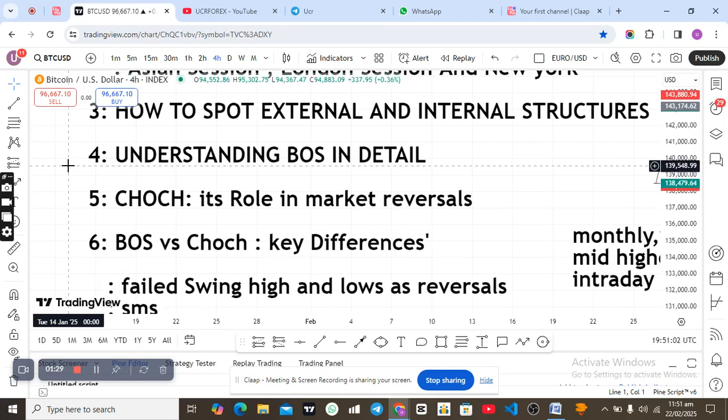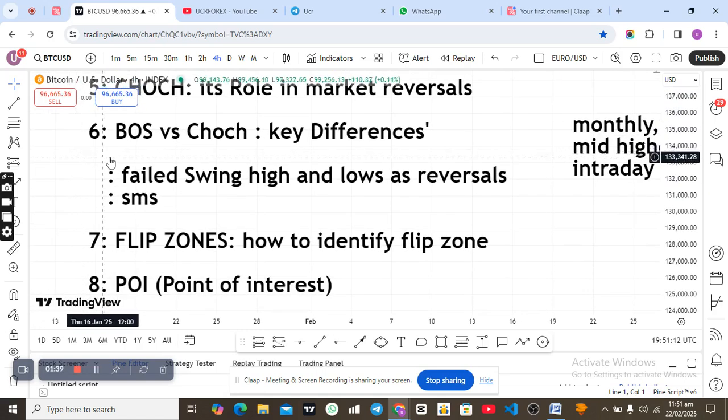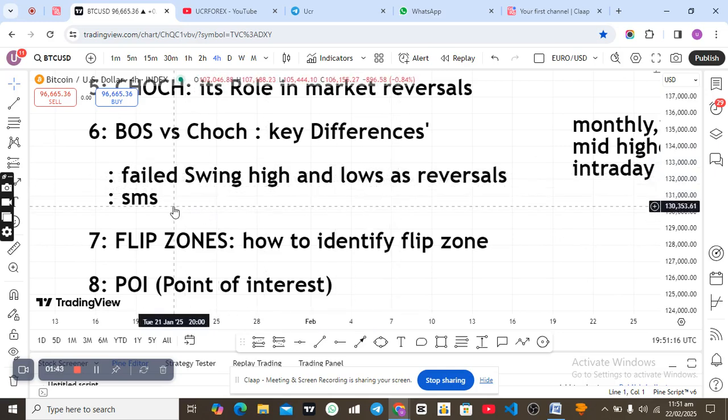What about understanding what the BOS is, in detail? What about the change of character? Each role in the forex market we did explain in the third part, the CHoCH versus the BOS, the key difference between the two of them, the failed swing highs and lows as reversal, which is SMS. We did explain all these things in the third part of the video, which is the third section.